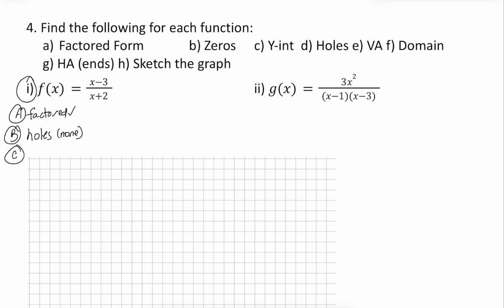Next thing I'm going to do is the vertical asymptotes. Any remaining factors once reduced, where does our denominator equal 0? So in this case, the reduced form is x plus 2. It equals 0 at negative 2. So our domain comes next. Take out any holes or vertical asymptotes. The only one is at negative 2.